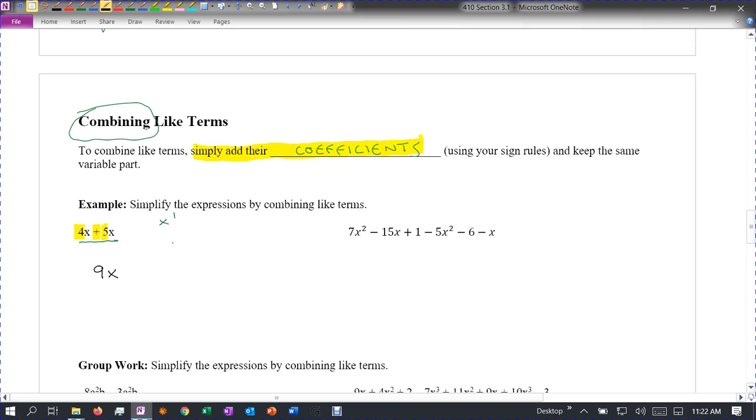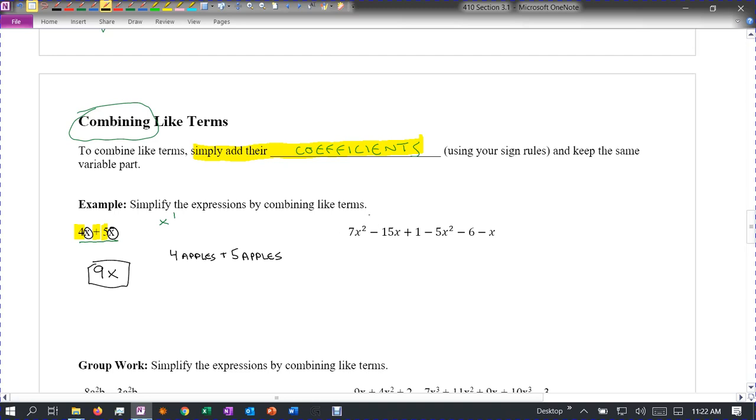Just think of this as like saying you have 4 apples plus 5 apples, and that will give you 9 apples. All right, so the x is like, because these match up, those are both apples, so we just add them together, we have 9 of them.